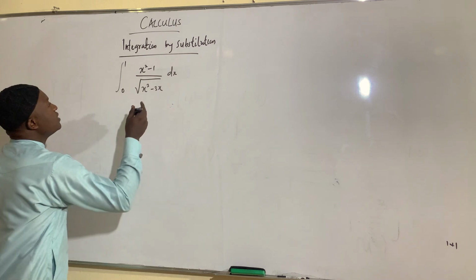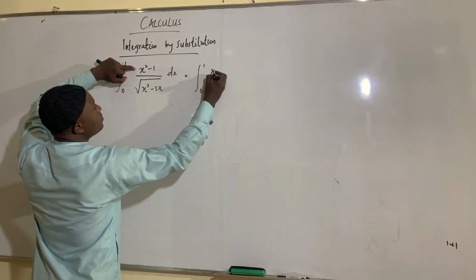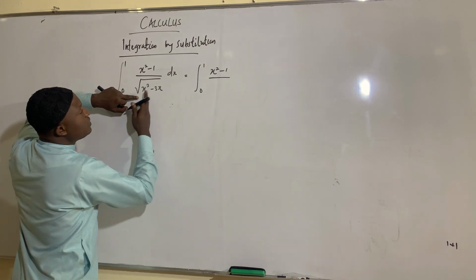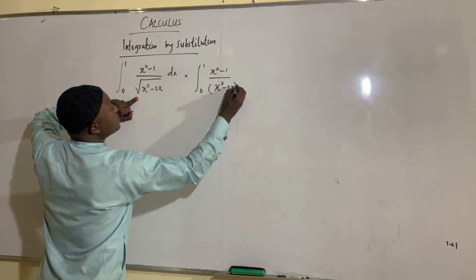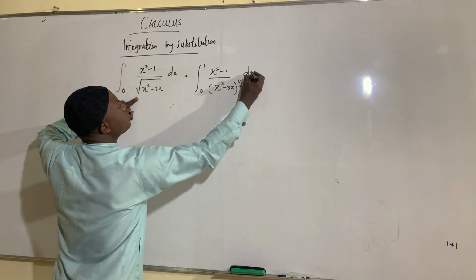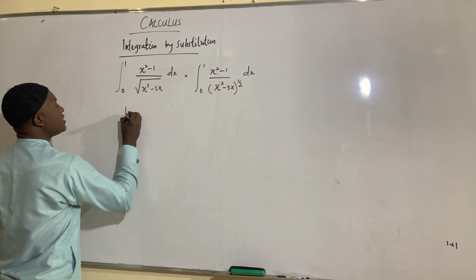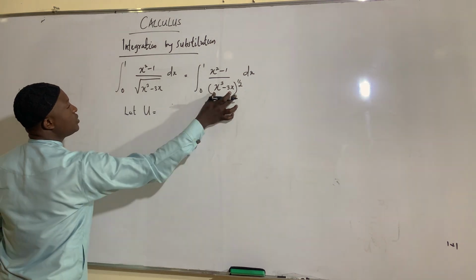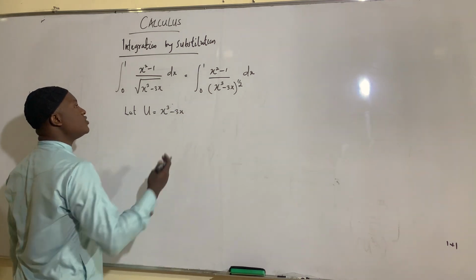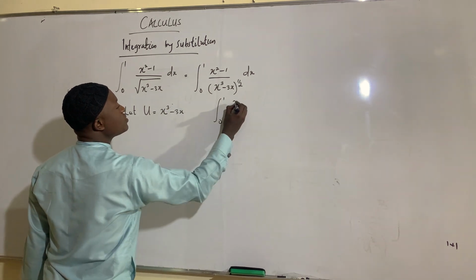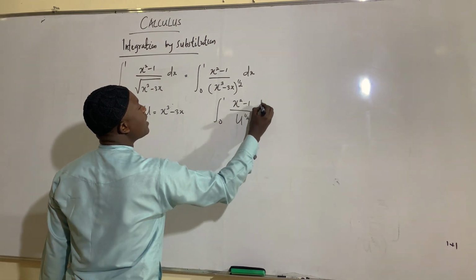So here I can say, this one can just be written as the integral from 1 to 0, then we have x squared minus 1. Recall, if I have a root, I can write this as x cubed minus 3x raised to the power of 1 over 2, dx. You get that one right? Yeah, fine. So what is the next step? We say let u equal to what we have in the bracket, which is x cubed minus 3x, right? So if that one is u, then here we have the integral from 1 to 0 of x squared minus 1 divided by u raised to the power of half.